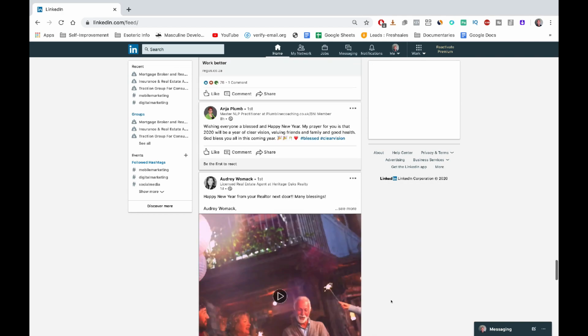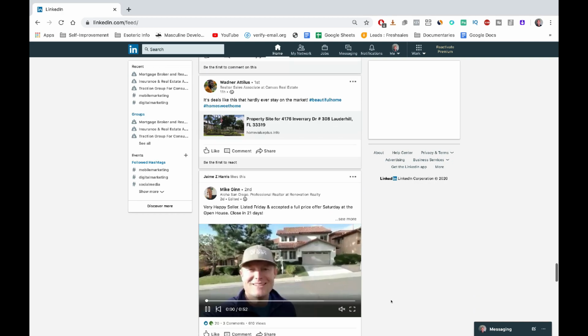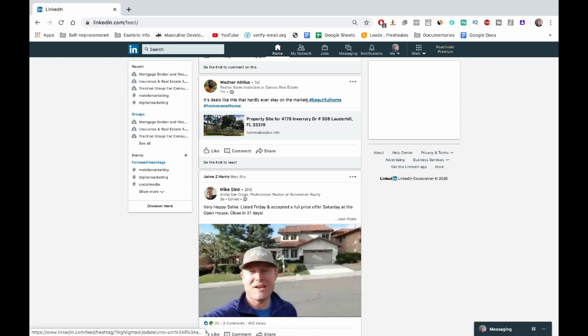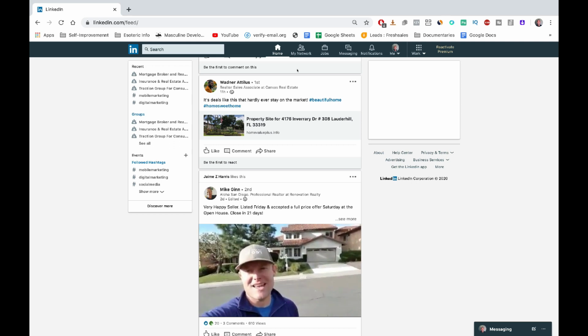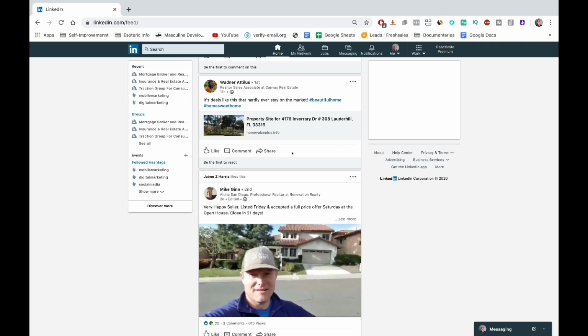Let's see if we can find something here. Something like this. It's deals like this that hardly ever stay in the market. I cannot tell you how many times I've seen something like this, right? This is all they post. And for me personally, I don't like these kind of posts because it's redundant. It's the exact same thing all the time.